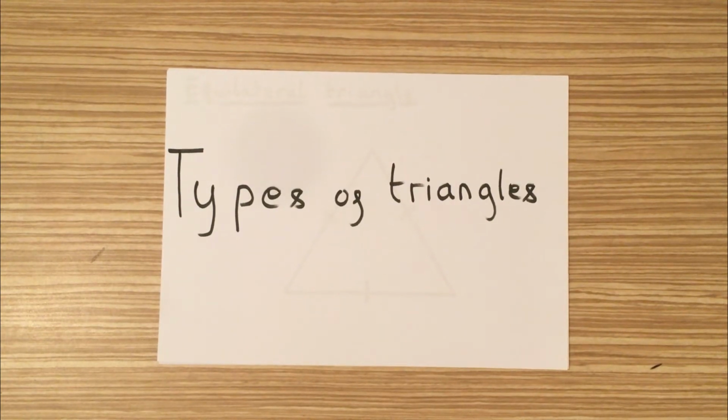In this video, we'll be seeing the four main types of triangles: the equilateral triangle, isosceles, scalene, and right-angled triangle. So let's go straight into the video.